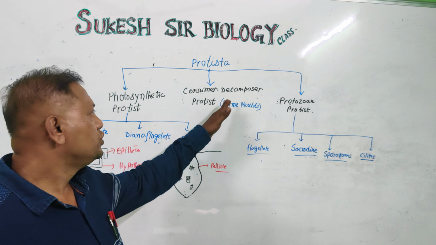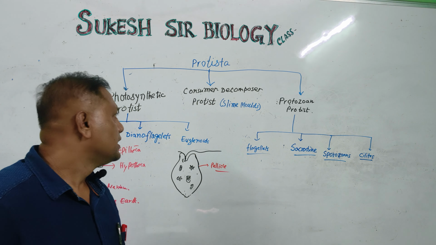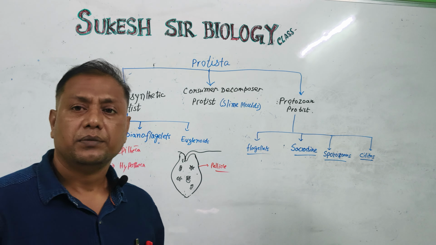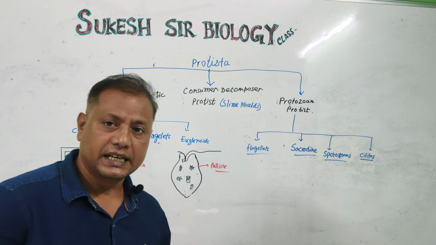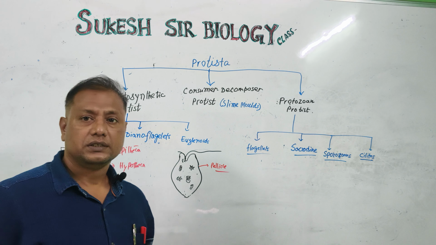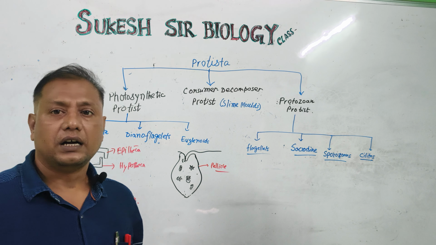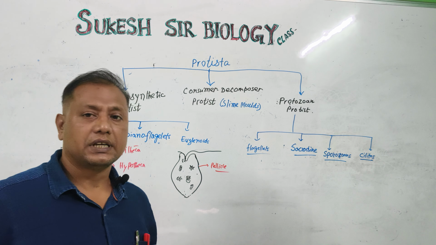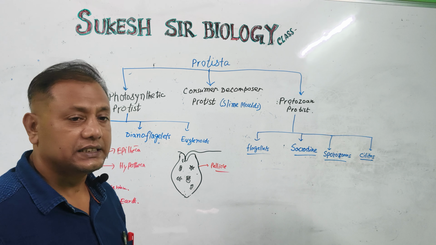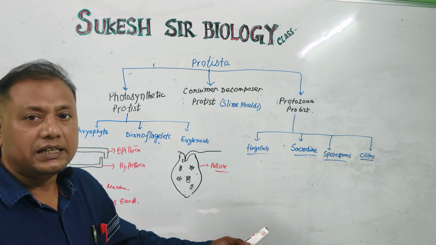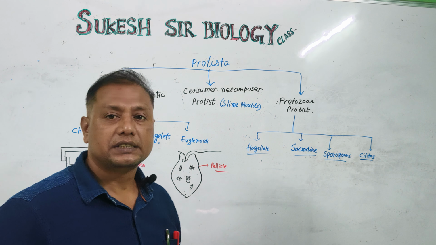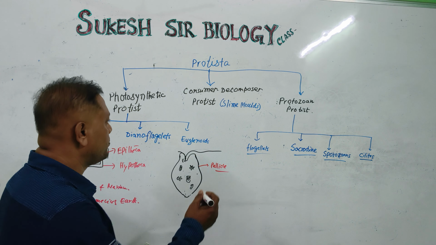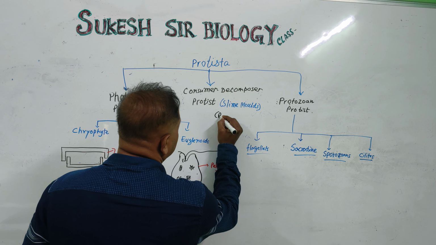Now we come to consumer-decomposer protists, and we talk about slime molds. Basically they are saprophytic in nature. Okay, slime molds can be decomposers. Their life cycle has two stages. In some stages it can multiply. The multinucleated form is called the plasmodium.